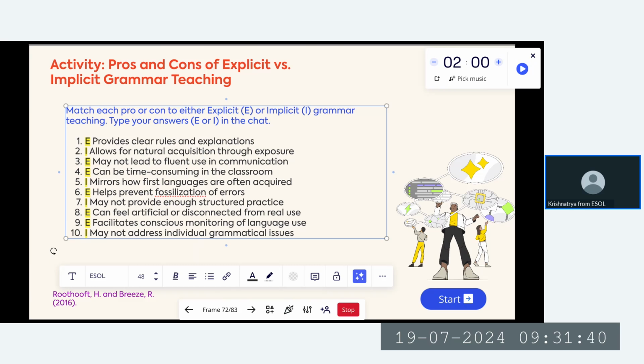All right. What about other teachers in the room? Kirti 7, Urmila 9. Lovely. Thank you. Okay, let's move ahead.